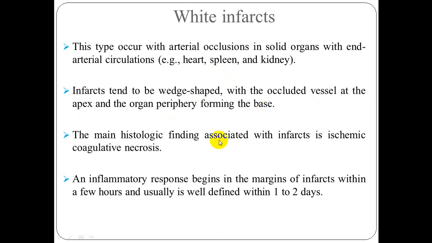The main histologic finding associated with infarction is ischemic coagulative necrosis. Coagulative necrosis, as we know, is the most common form which occurs in deprivation or ischemic injury, except of course in the central nervous system, where ischemic injury results in liquefactive necrosis. An inflammatory response begins in the margin of the infarct within a few hours and usually is well defined within 1 to 2 days. Of course, this coagulative necrosis is associated with preservation of the cellular outline and absence of nuclear staining, and this remains for about 1 to 2 days.